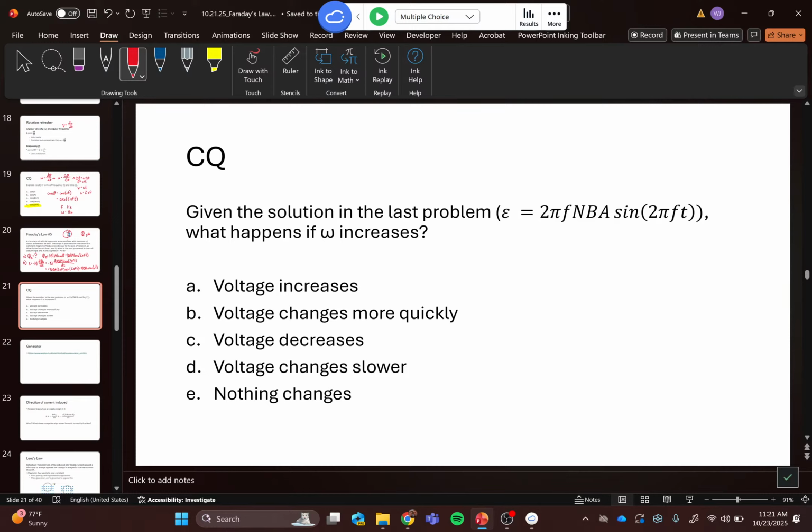Now, look, there's the answer. It was on the next slide. What happens if omega increases? What happens if I spin my thing faster? Look at this equation and tell me what's going to change. Will it change the voltage? Will it make it go up or down? Remember, EMF is the same as voltage. Will it make the voltage change more quickly? Will it make the voltage decrease? Will it make the voltage change slower, or nothing changes?